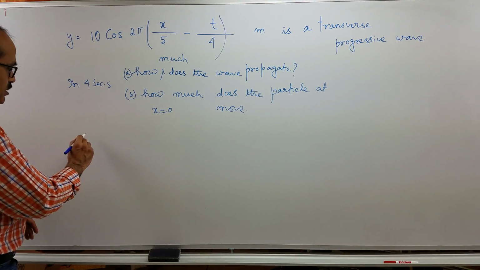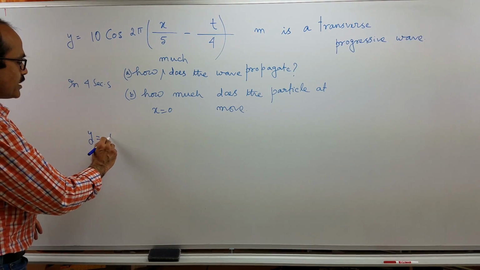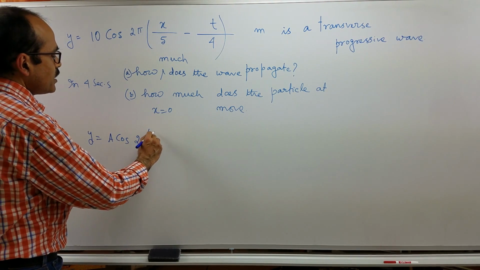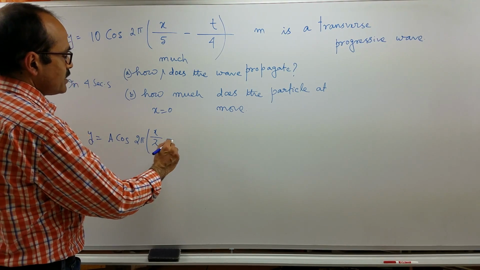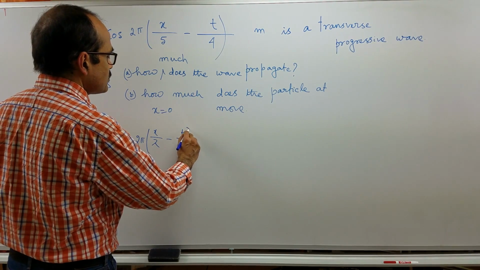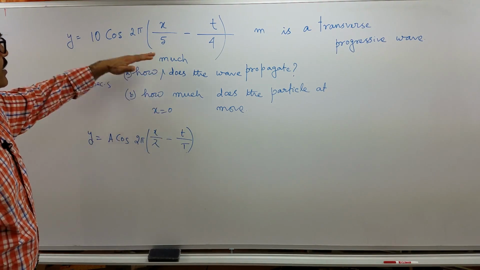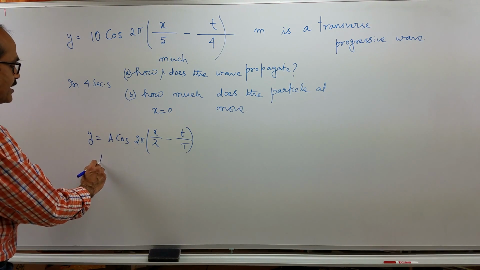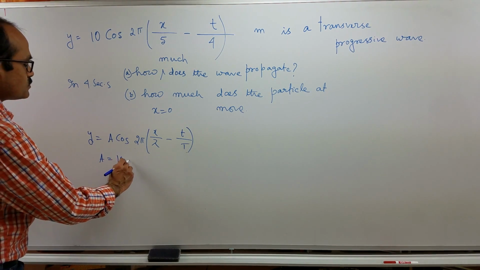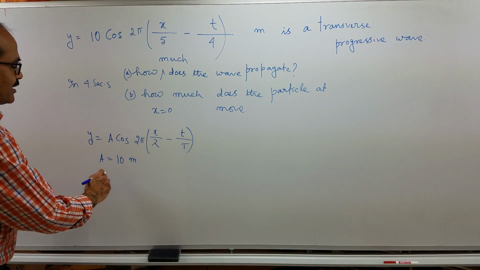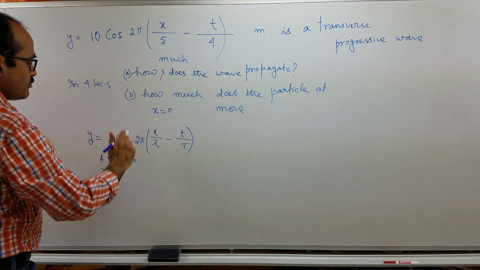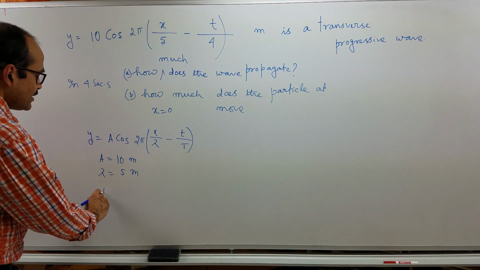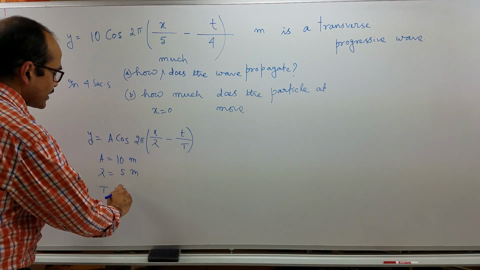x direction. The equation is y is equal to A cosine 2 pi (x over lambda minus t over capital T). If we compare this equation with the given equation, we get A equal to 10 meters, lambda equal to 5 meters, where lambda is the wavelength, and T, that is capital T, the time period, is equal to 4 seconds.